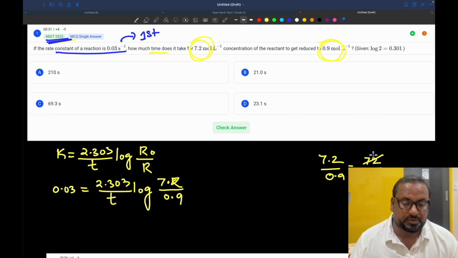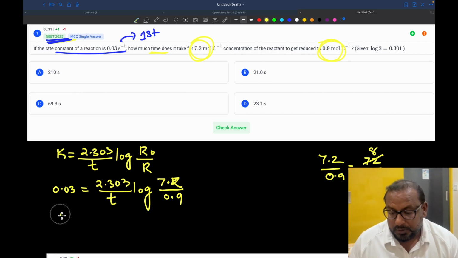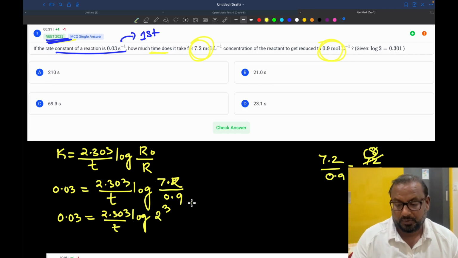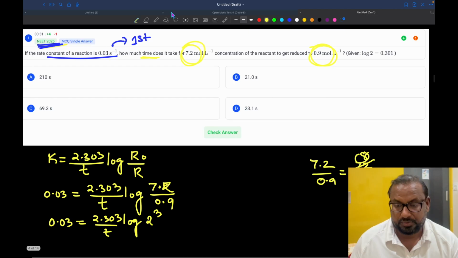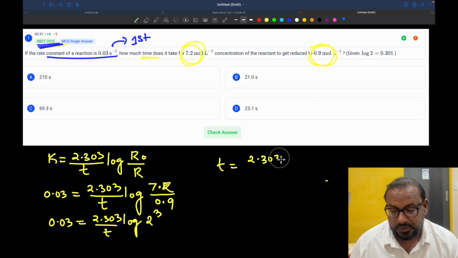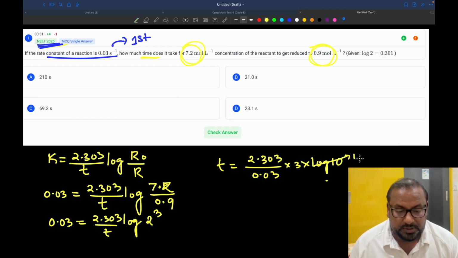So this goes how many times? 8. It is equal to 8. That means 0.03 equals 2.303 over t into logarithm of 8. So 8 can be written as 2 cubed. Since t is required, t equals 2.303 by 0.03 into 3 into log 2. Of course, log 10 is again 1.